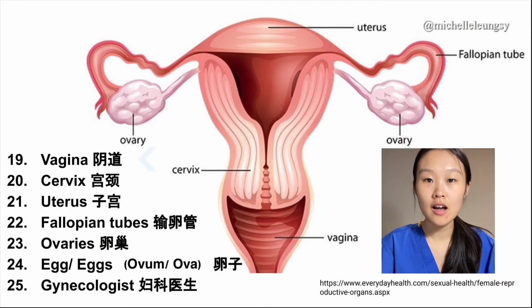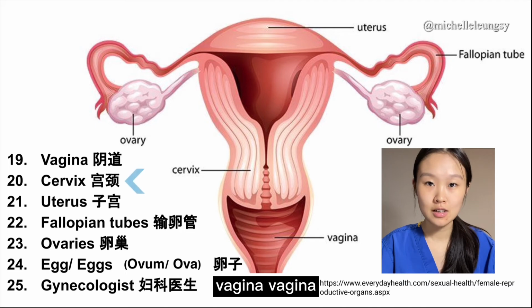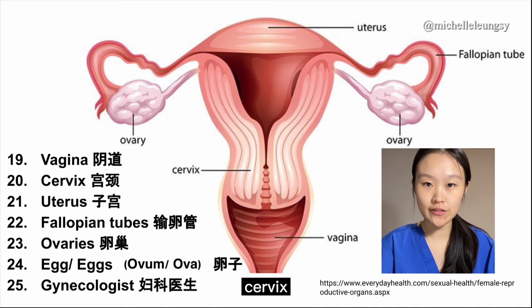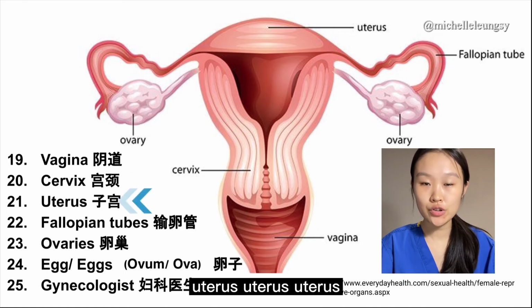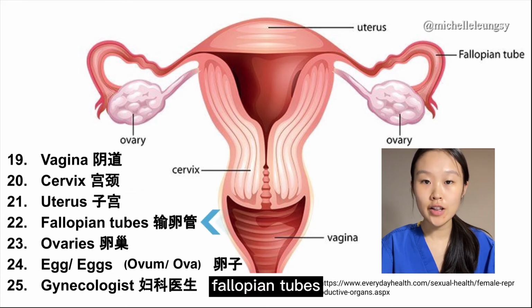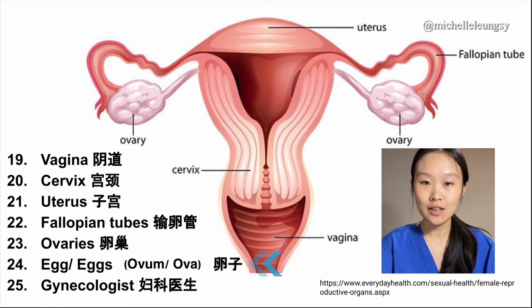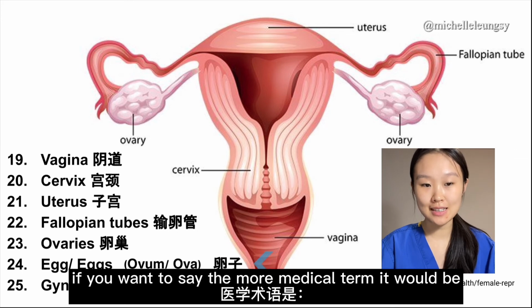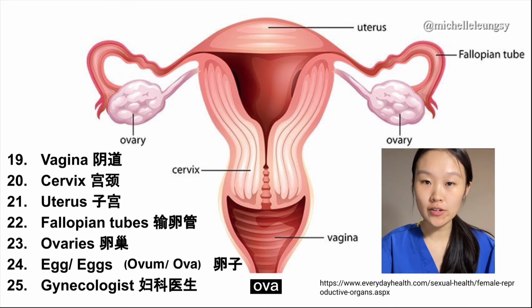Vagina. Cervix. Uterus. Fallopian tubes. Ovaries. Eggs, or if you want to say the more medical term, it would be ova.